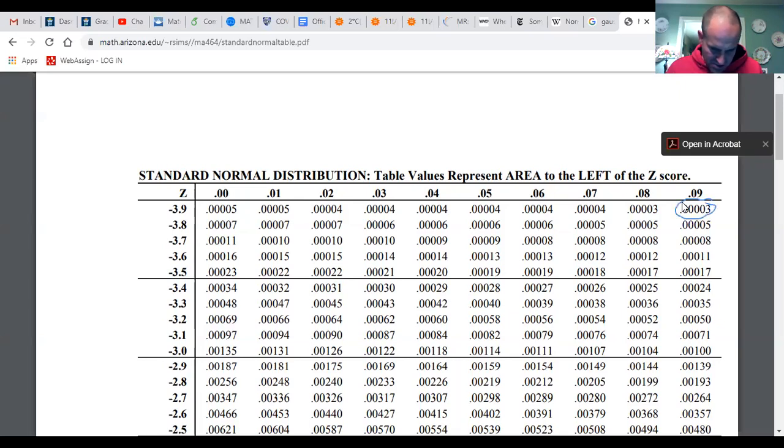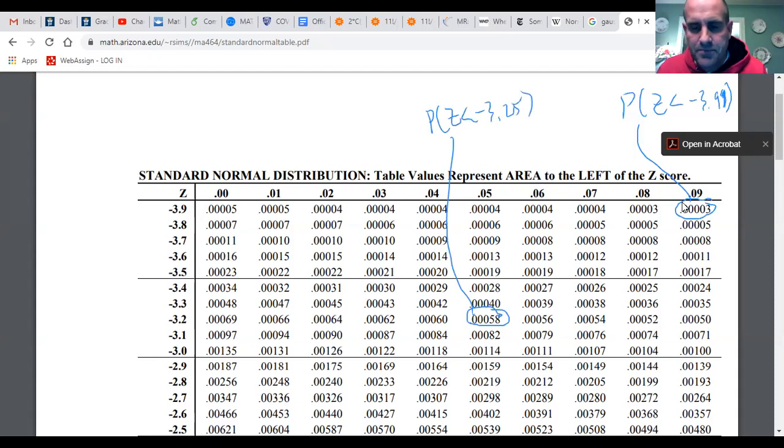Okay, so this number would be the probability that z is less than negative 3.99. Okay, that is a tiny probability. Okay, and what about this number right here, 0.0058? Well, that would be the probability that z is less than what? Negative 3.25. Okay, that's how these tables work.